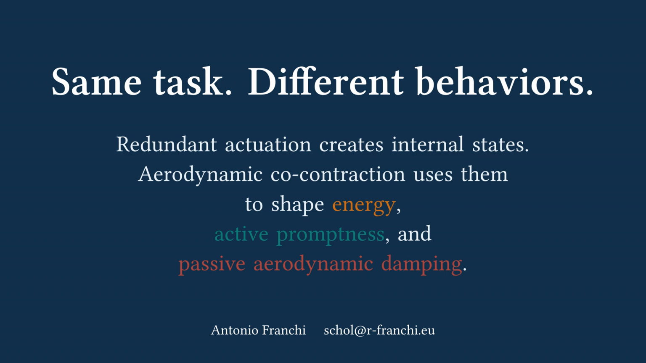The take-home message is that redundant actuation creates task-preserving internal states with different behaviors. In antagonistic aerial propulsion, aerodynamic co-contraction moves through those states while preserving the task. The same motion changes power consumption, active promptness, and passive aerodynamic damping. The task fiber is therefore the natural domain for analysis, allocation, and design.